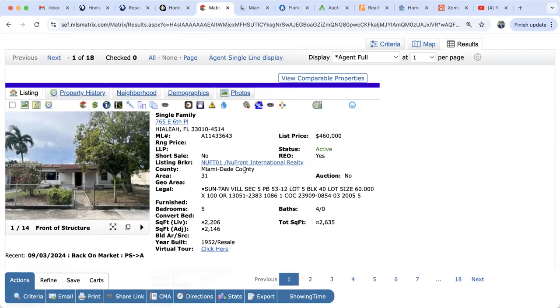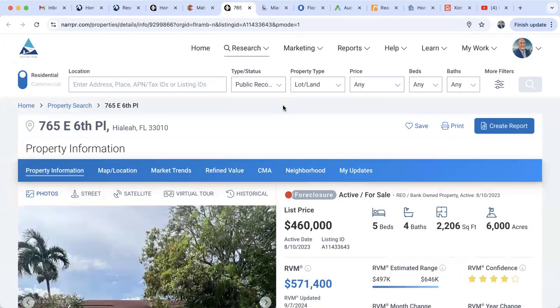All right. So I am going to stop right here, and I'm going to now further analyze this property for its investment potential. We're going to do this by selecting RPR. Where can we find RPR in the MLS? You see right here, RPR. That's that little 4-colored logo. We're going to select RPR, and it's going to open up this property inside of RPR.